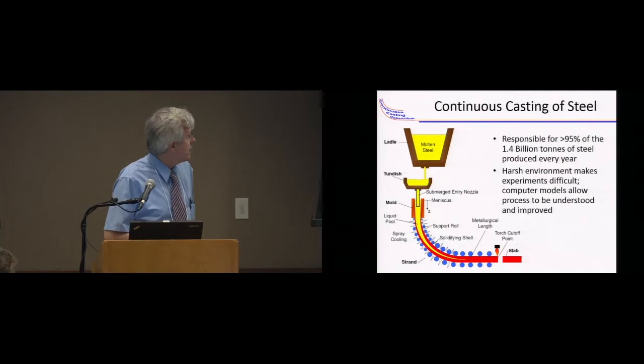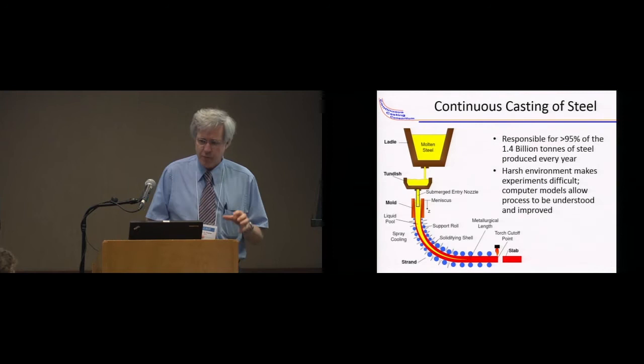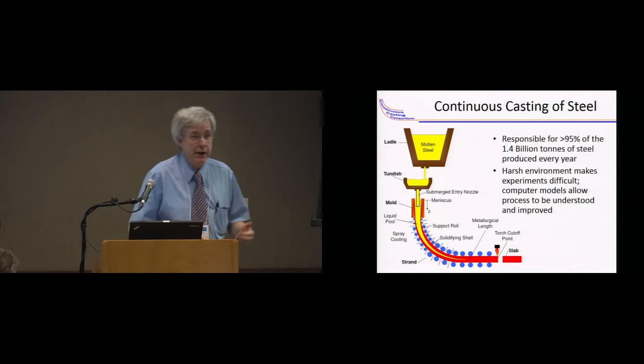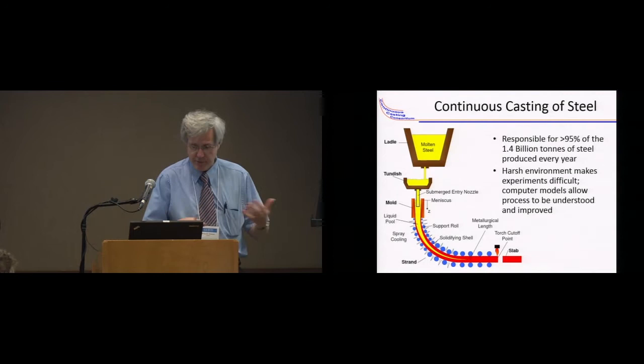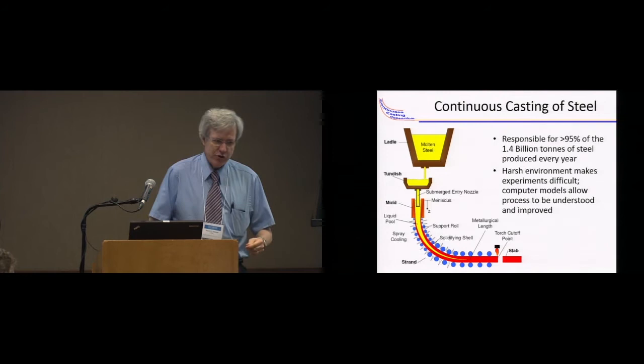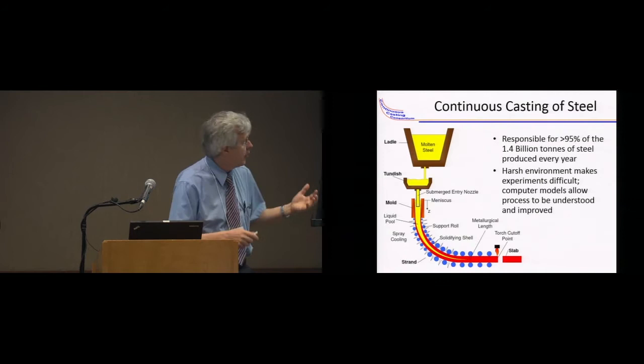One of the things that makes this worthwhile is this process is used to make 95% of the world's steel. It's about 1.4 billion tons a year. So even small incremental improvements to this process can have a fairly big impact on the efficiency of the process and the ability of steel companies to make better steel. It's a very harsh environment to conduct actual experiments. If you put in sensors to try to measure the fluid flow, they just dissolve in the molten steel.